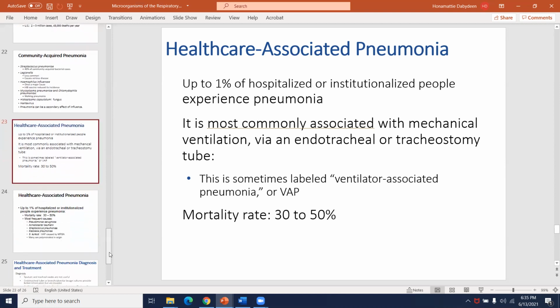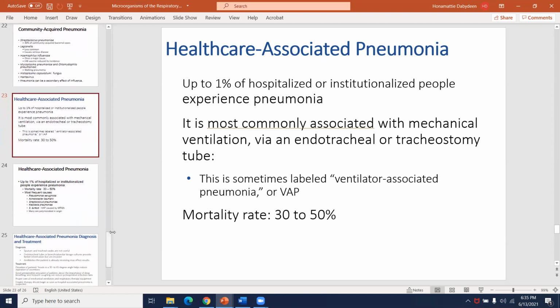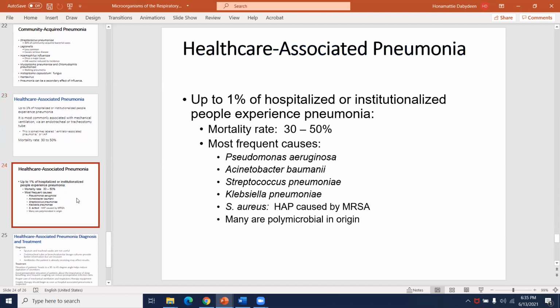Okay, so it's very important that when a patient is in the hospital, you take extra precautions to make sure that they don't develop this type of pneumonia, especially when they're on a ventilator. You really have to take care of those ventilators and help these patients out.